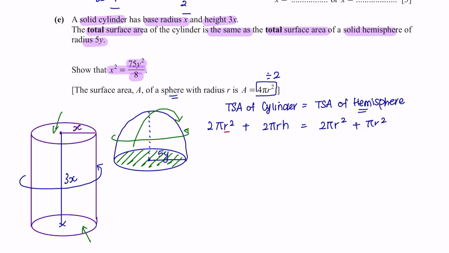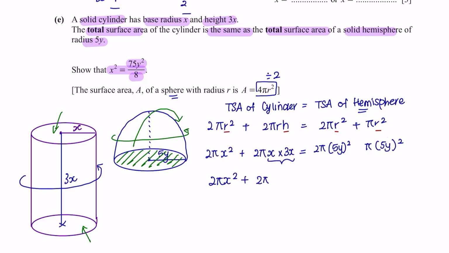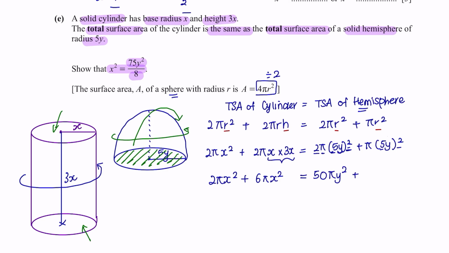Now let's substitute the value of the radius and the height into the formula. Now let's simplify on each side. We've got here 2 pi x squared, and we've got 2 pi x times 3x giving us 3x squared, and 2 times 3 would give us 6. So we got 6 pi x squared here. We've got 5 squared, which is 25, multiplied by 2 would be 50 pi y squared. And then over here we've got 5 squared, which is 25, and then pi y squared.